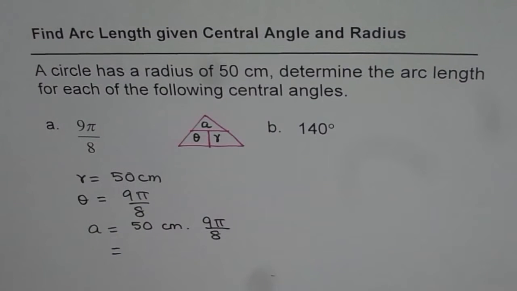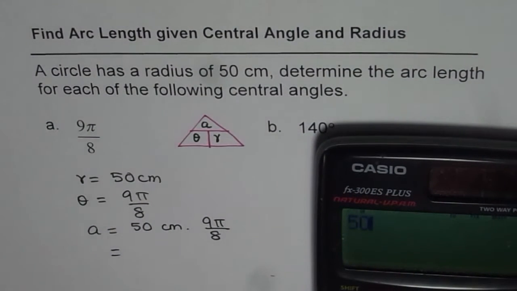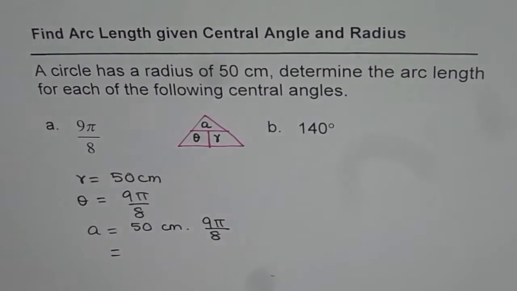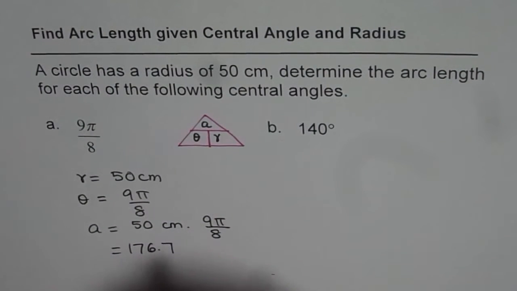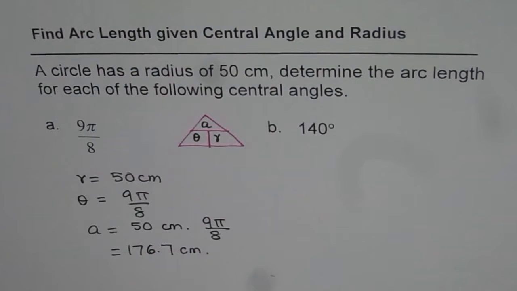So it gives us the value as 50 times 9 divided by 8, and then we can multiply this by pi, right? So shift, so I have pi here, which gives us 176.71. 176 point, let us say 7, units will be centimeters. So that is how you can find the arc length when you are given radius and the angle in radians.